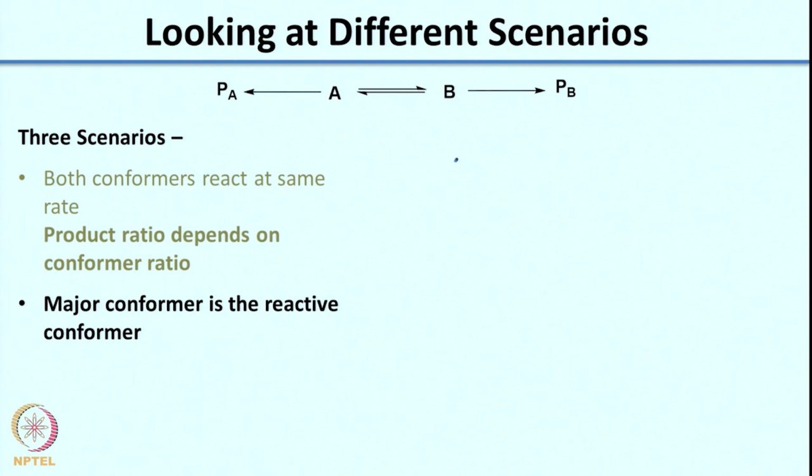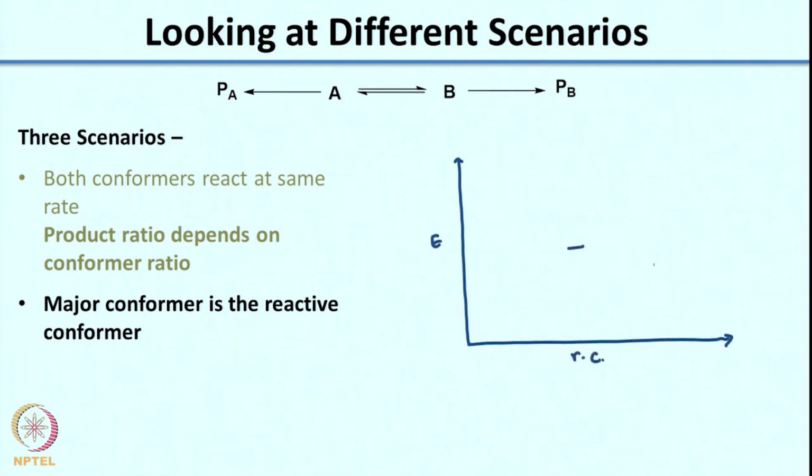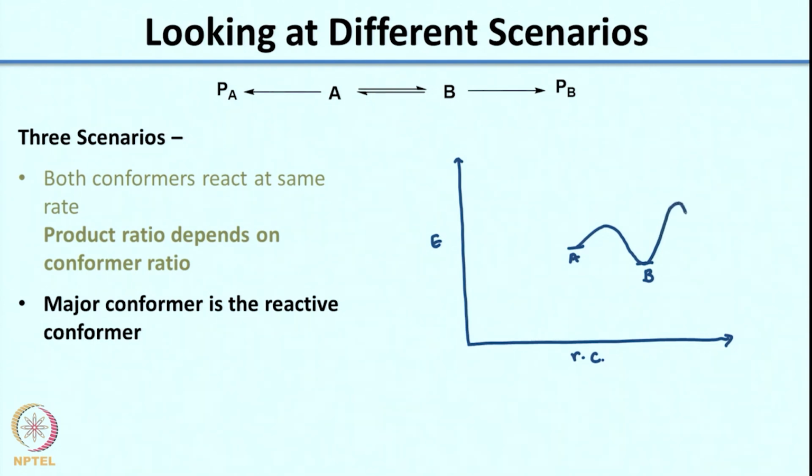So, in this particular scenario, again like before, we can start with drawing the relation between A and B. So, if this is your A, as I said B is more stable. So, this would be B, this is A, small hump. Now, here what we are saying is B is the reactive conformer. Reactive means what? Smaller activation energy. So, B would have a lower activation energy as compared to A.